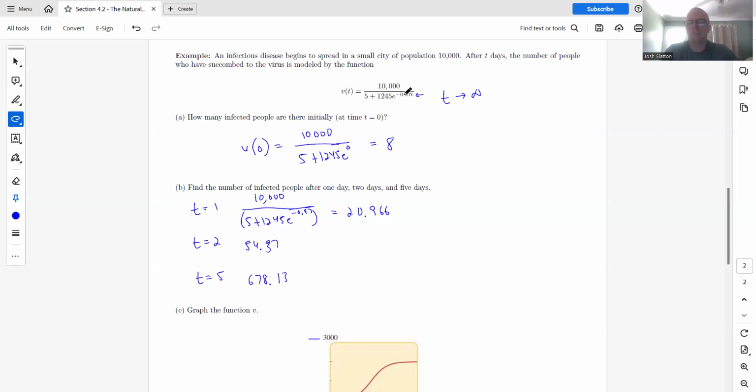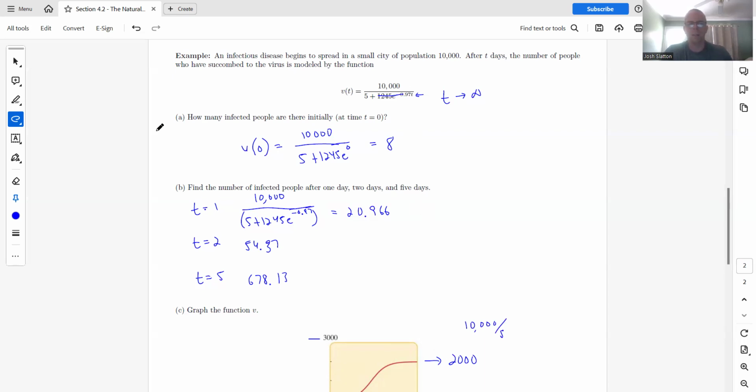So e to the negative infinity is going to be 0. So that term is going to go away, and we just have 10,000 over 5. And so as it gets out here, it is going to go to 2,000, or 10,000 over 5. So that's how you do that.